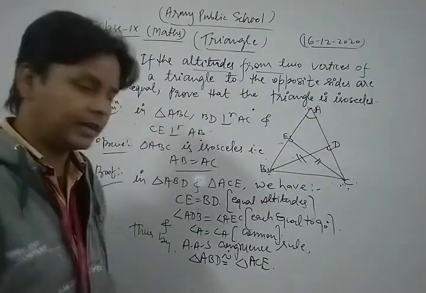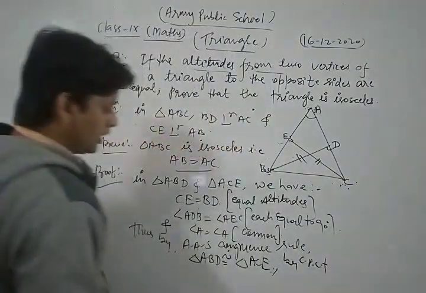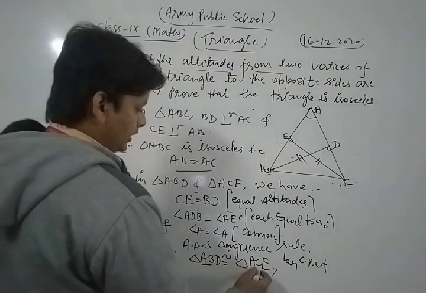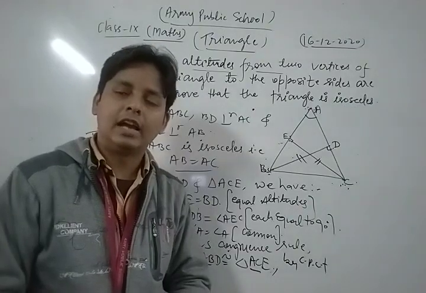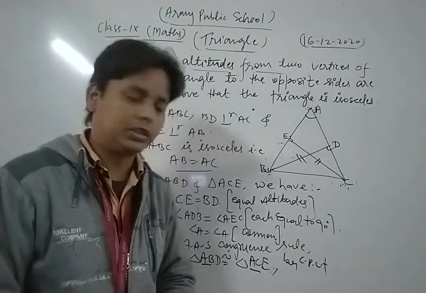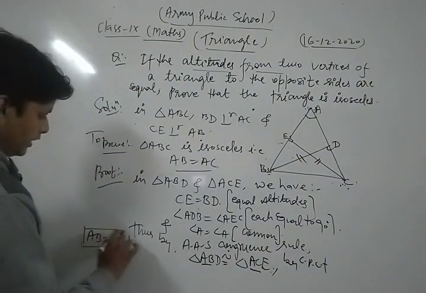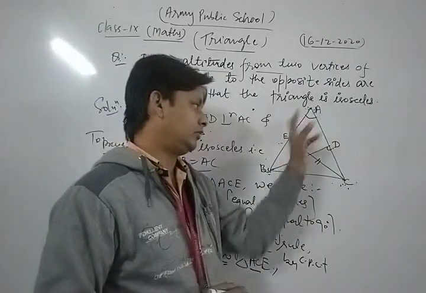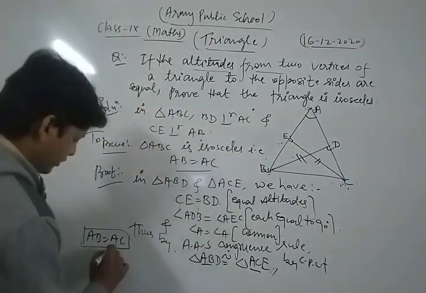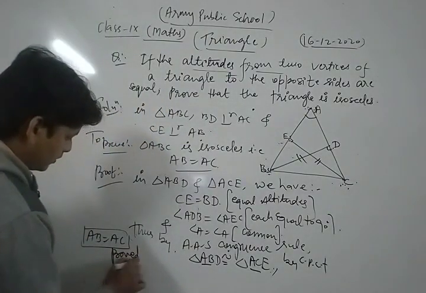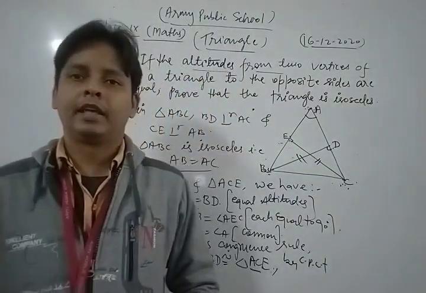Now, by CPCT, what we get is AB equal to AC, because if two triangles are congruent to each other, their corresponding sides as well as their corresponding angles are equal to each other. So, by CPCT, students, side AB is equal to side AC. Thus, we can say that ABC is an isosceles triangle. Hence proved. The triangle ABC is isosceles.